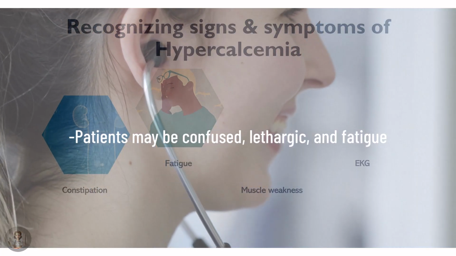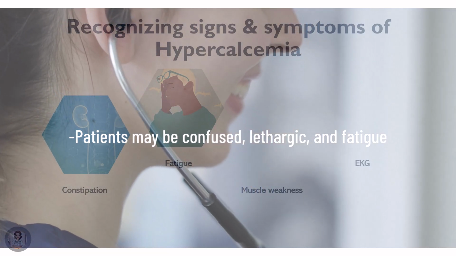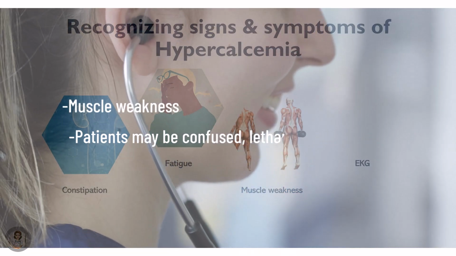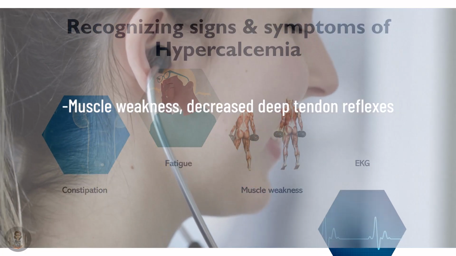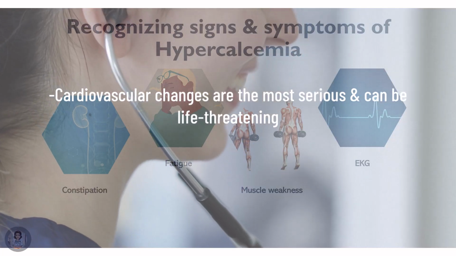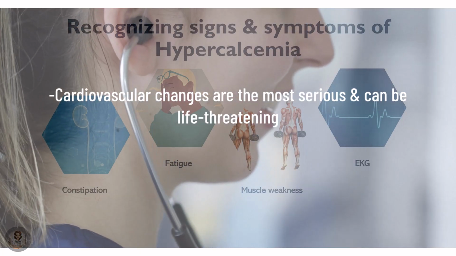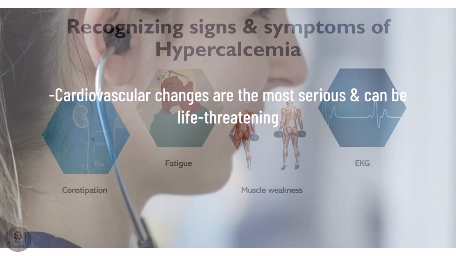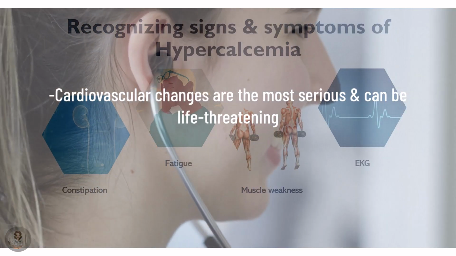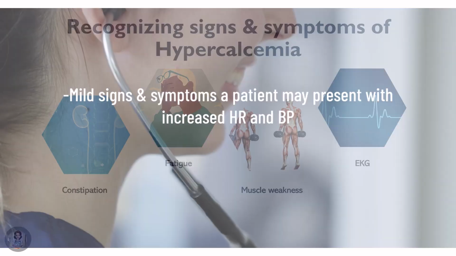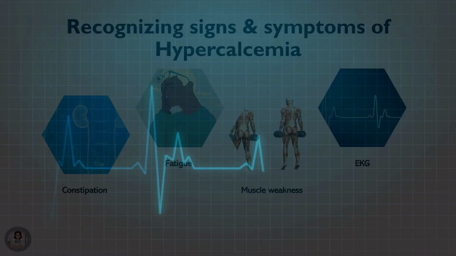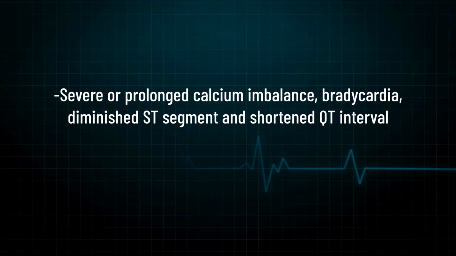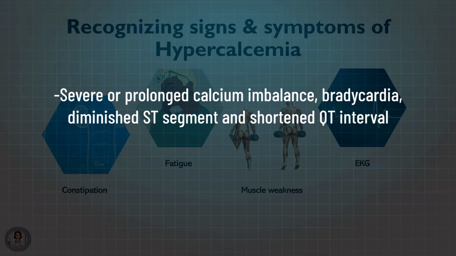Patients may be confused, lethargic, and exhibit fatigue. Patients will have muscle weakness, decreased deep tendon reflexes, and cardiovascular changes are the most serious and life-threatening problem of hypercalcemia. With mild signs and symptoms, a patient may present with increased heart rate and blood pressure. Severe or prolonged calcium imbalance depresses electrical conduction, slowing the heart rate.